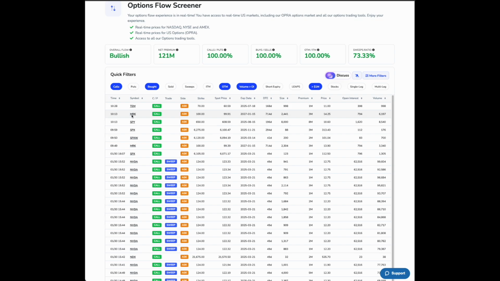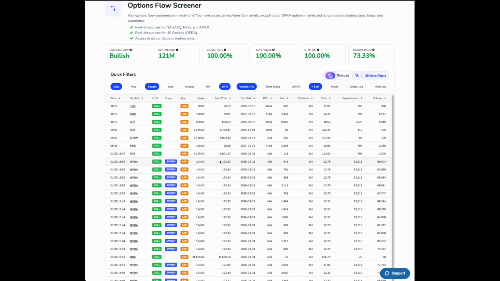Merck, this is a pharmaceutical company. This one's not interesting at all actually, because the current price of Merck is $99.91, and these folks have bought $100 calls, so it's just barely out of the money. Let's see if there's anything else interesting on here worth looking into.